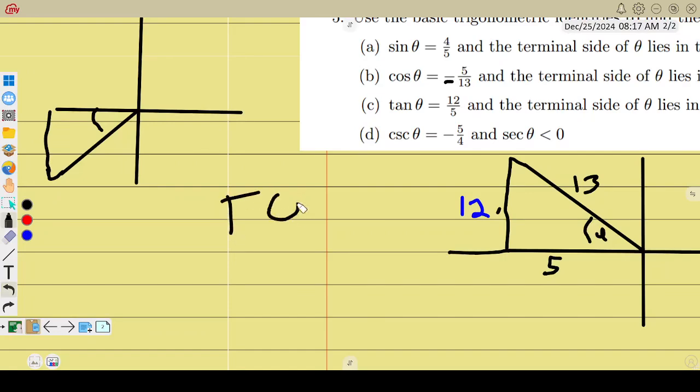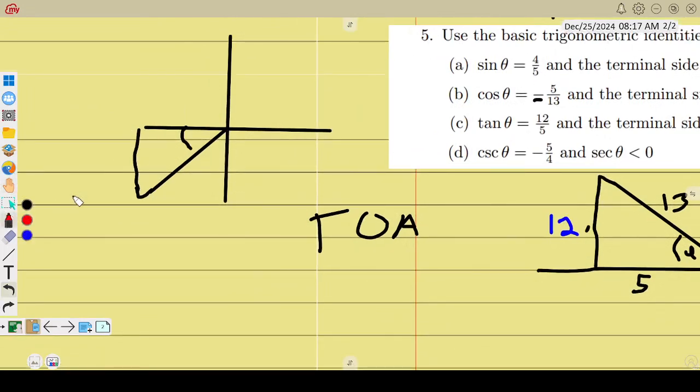So tan is TOA. Opposite is this, so let's move it a little bit. Opposite the angle, it means we have 12, and then adjacent is this one, which is 5. So always remember, your right angle triangle is the one that has a hypotenuse. So here you have to find the hypotenuse, and then that's when you can find sine, tan, sec, cos, and so on.